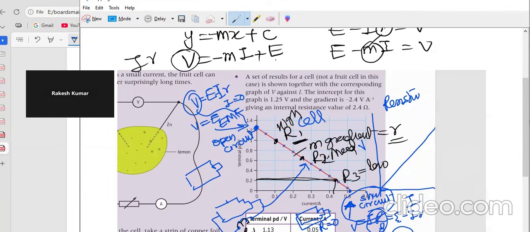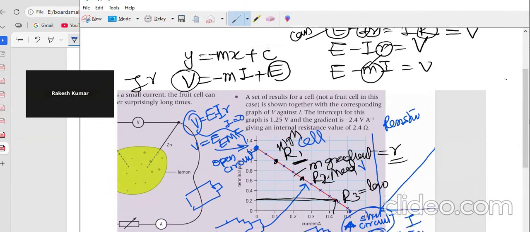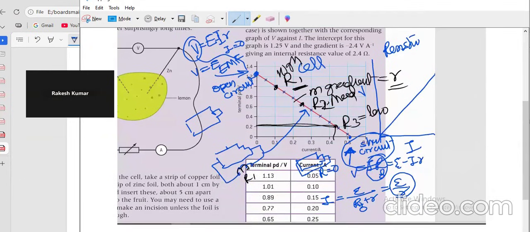Now, we are moving, E minus Ir is equal to IR. This is constant. This is constant. This is constant. This is constant. The only things which are varying are I and R. So that means R is deciding the V and R is also deciding I. Everything R is deciding.